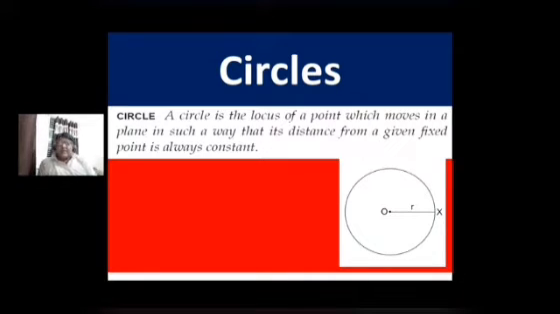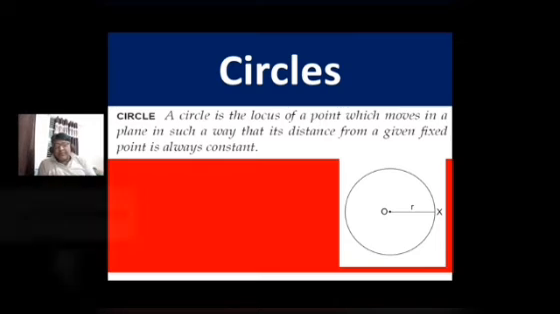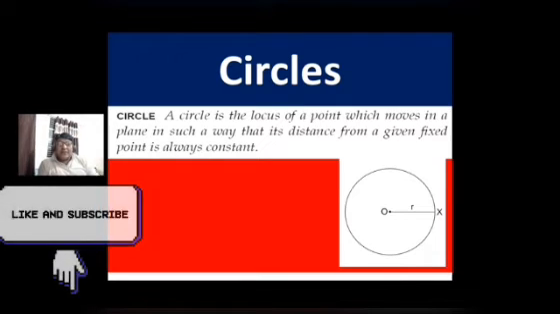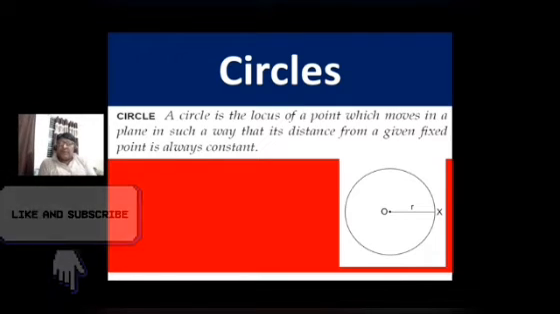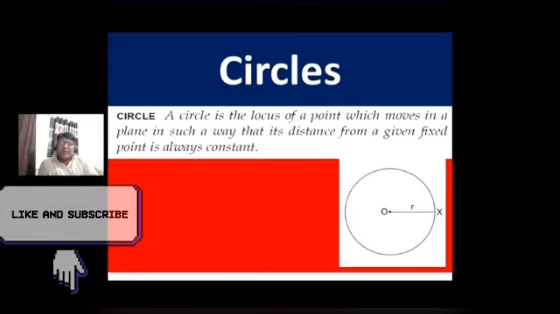So, what is a circle? A circle is the locus of a point which moves in a plane in such a way that its distance from a given fixed point is always constant. In simpler words, a circle is a set of points which are equidistant from one given point, or the locus of all those points which are equidistant from one point. So that's the definition of a circle.